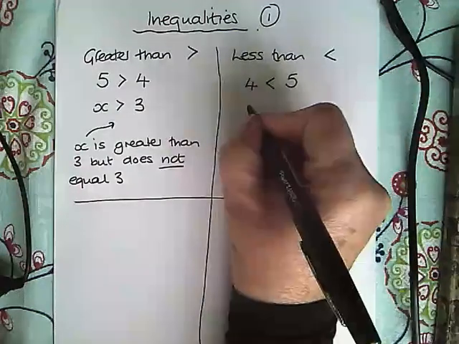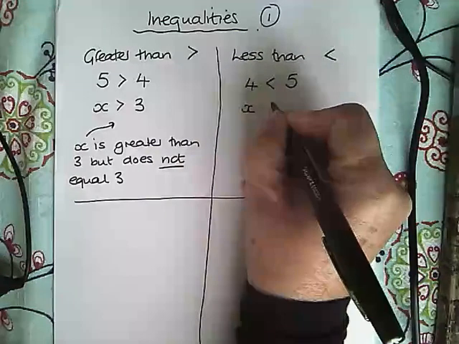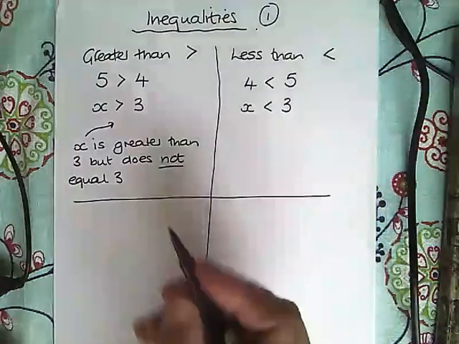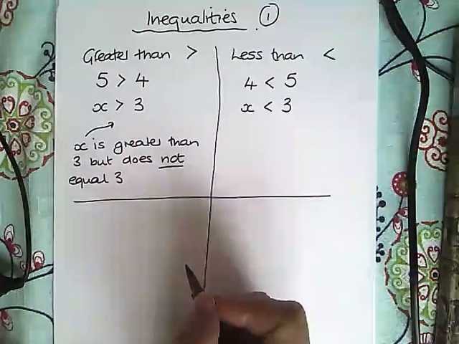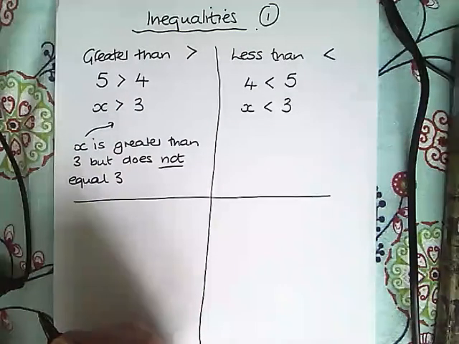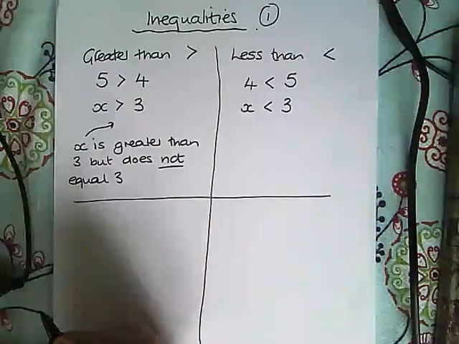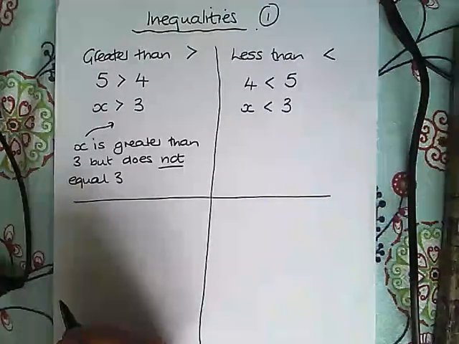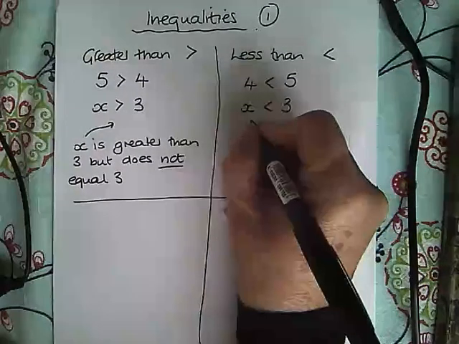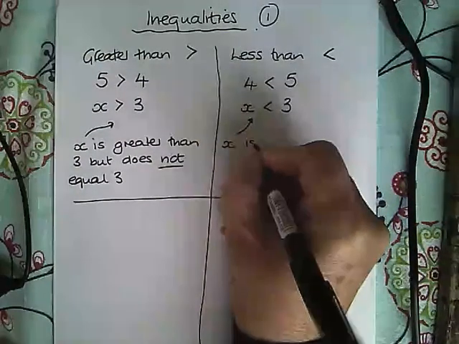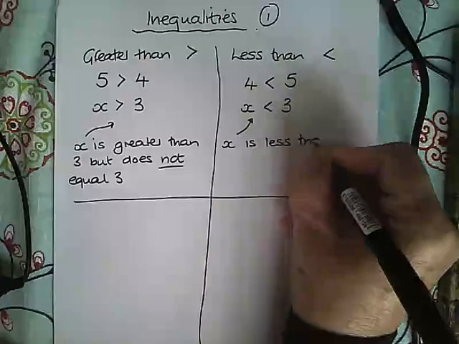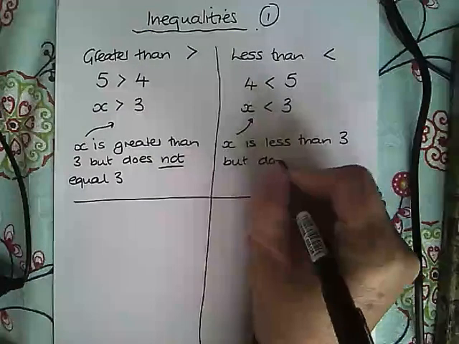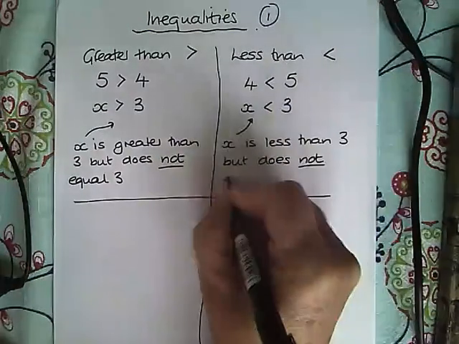So again, if we had some algebra and we said x was less than 3, that would mean x was any number that was less than 3, but it couldn't equal 3. So it could be a fraction or a decimal that was less than 3. It could be a negative number. It could be 0. It could be 2.999, so only a tiny little bit smaller than 3, but it never actually would have the number 3. So this is x is less than 3, but does not equal 3.